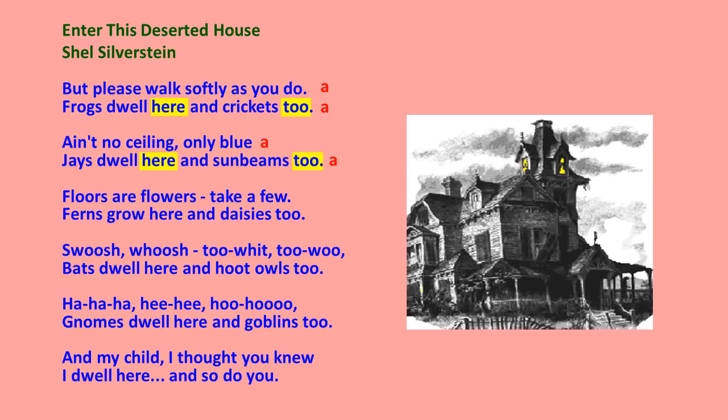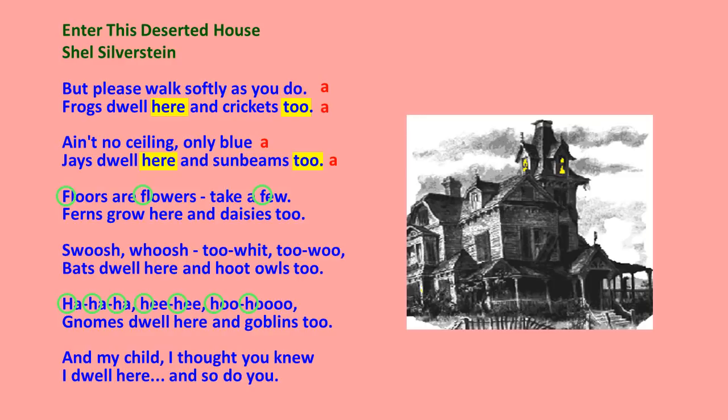This poem also contains examples of alliteration, repeating the same consonant sound. We see alliteration in line 5, "floors are flowers, take a few," with the F sound being repeated. And we see it again in line 9, "ha ha ha, hee hee, hoo hoo," with the H sound being repeated. Finally, this poem contains examples of onomatopoeia.